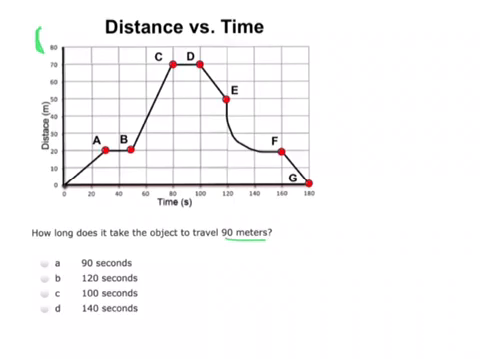So if we look at our graph, we can already see when they get to point C, they've traveled 70 meters. So we already have 70. When they go from C to D, they don't change their distance, so there's nothing that we can add on. However, when they go from D to E, they are now traveling 20 meters right here. That means we've now hit 90 total meters traveled. At that point, you just go straight down from E, and you can see that it took 120 seconds to travel 90 meters.